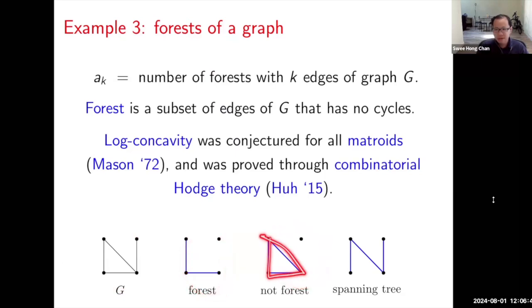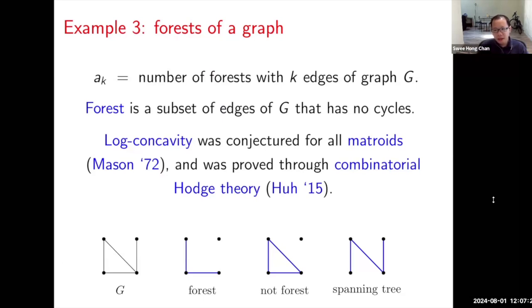Unlike the first two examples, proving the log concavity of this sequence turns out to be an extremely hard problem. In fact, it was first conjectured by Mason in 1972, for a more general object called a matroid. We'll talk about it later. This conjecture stayed open for a very long time until it was finally proved by June Huh in 2015 as an application of combinatorial Hodge theory.